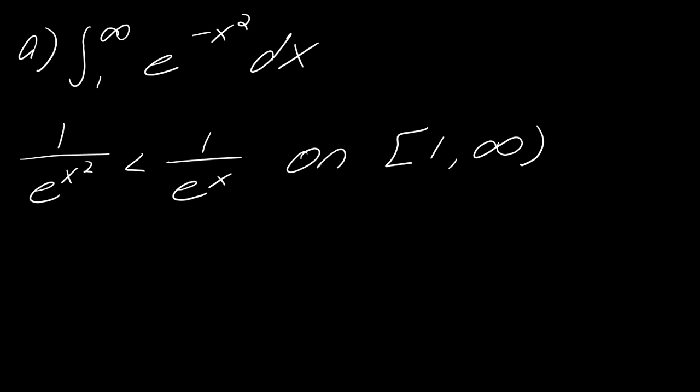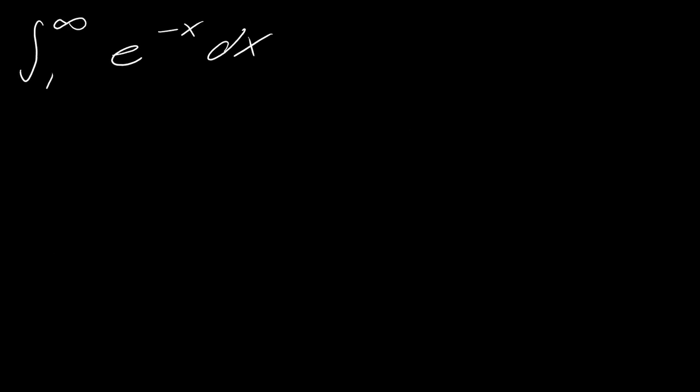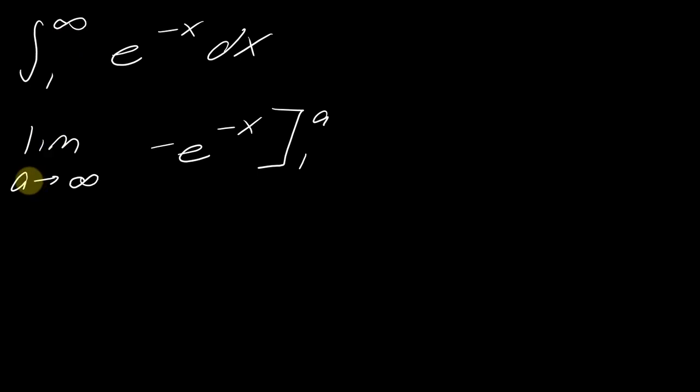So I have this relationship here. The question is, what do I know about the integral from 1 to infinity of e to the negative x dx? This we can definitely integrate. It's an improper integral, so I will switch the upper limit to an a and then evaluate as a goes to infinity. Here is my antiderivative, and I can plug in my limits of integration.